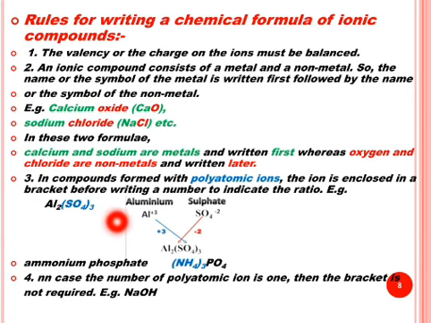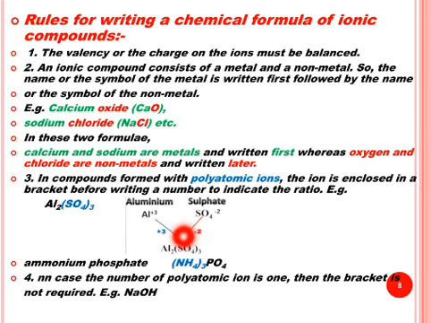First of all, see the ions present in this ionic compound. Aluminium ion and sulfate ion. Aluminium ion comes from the metal aluminium and sulfate ions come from a non-metal. What is the symbol of the aluminium ion? That is Al 3+. And what is the symbol of the sulfate ion? SO4 2-. What is the charge on the aluminium ion? Plus 3. What is the charge on the sulfate ion? Minus 2. So by the crisscross method, we can get the formula of aluminium sulfate.